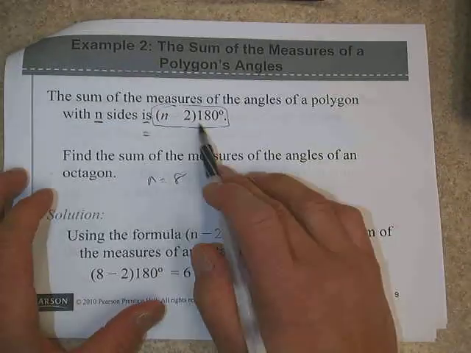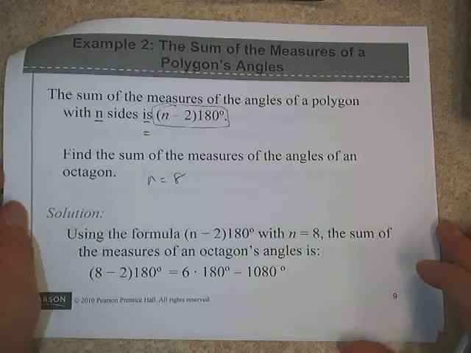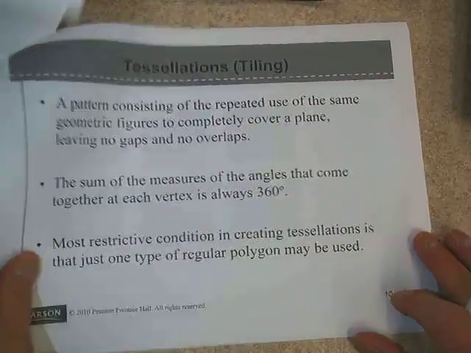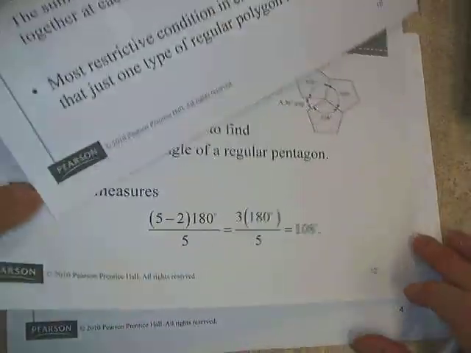Okay, so each of these different polygons has a different total of angles. Okay, and the total is found by using the formula n minus 2 times 180, where n is the number of sides. Okay. That is it for section 10.3.